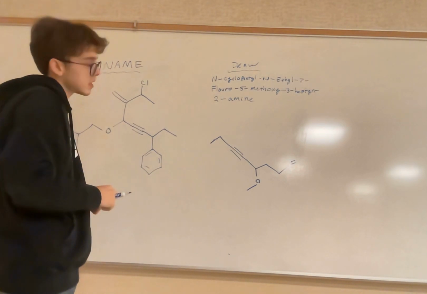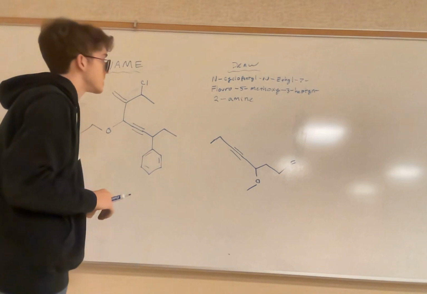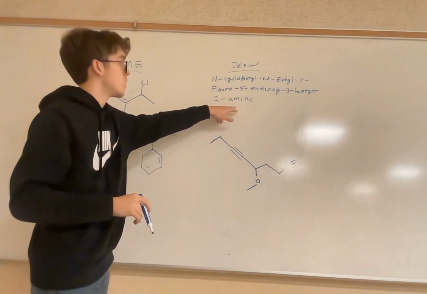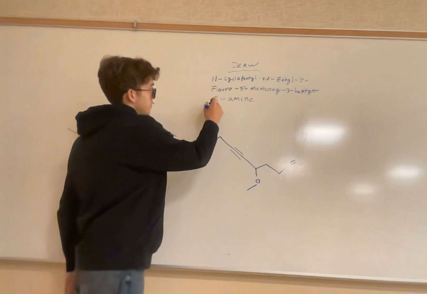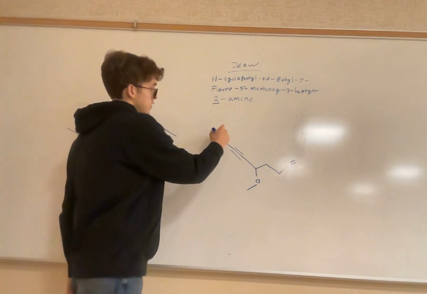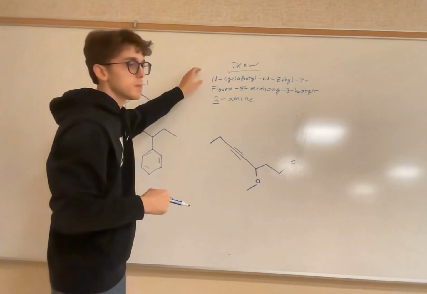Alrighty, let's get to the hard part, the part we were not looking forward to, and that is the amine. So how do we draw this amine? What we're going to do is we're going to find position 2, right? Because that's where the amine's located. It's going to be right here. And if you look at the front, this might look new to you.